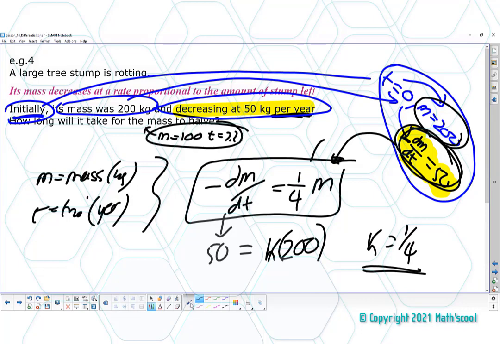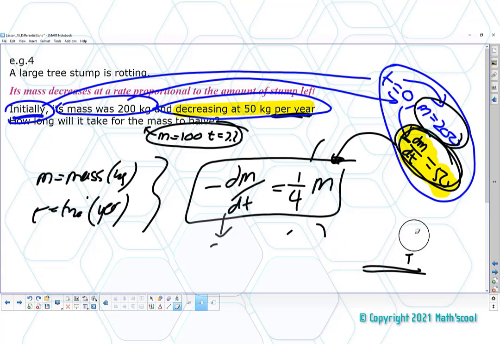Okay, so we've done that. Now you carry on and do the rest of it. Solve your differential equation. Separate the variables. Solve the differential equation. And then tell me how long I'm going to have to wait. I need the mass to go down. I want to plant some stuff where that stump is.